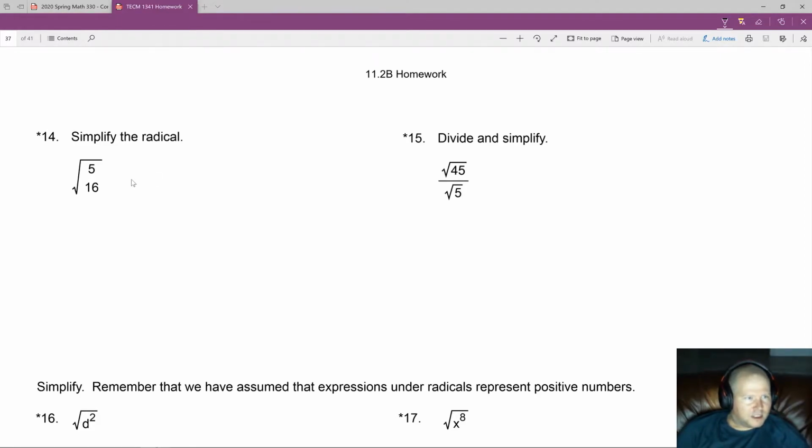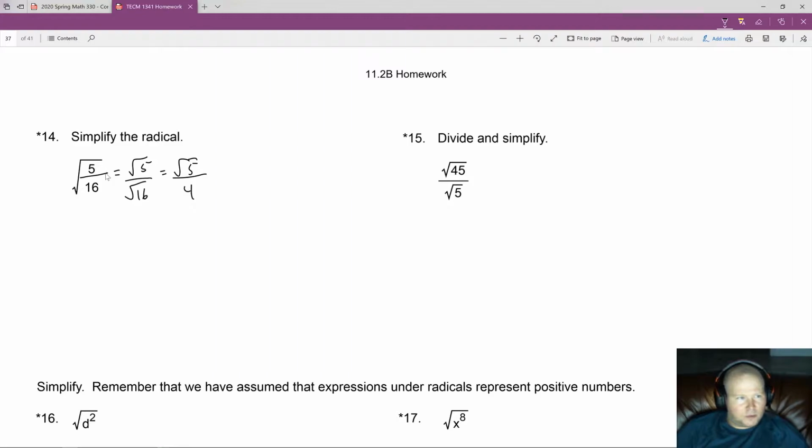11.2b homework. Simplify the radical. Now this is 5/16 underneath the radical sign, which is the same as the square root of 5 over the square root of 16. Square root of 5 does not simplify, so you keep it. Square root of 16 is 4, because 4 times 4 is 16.